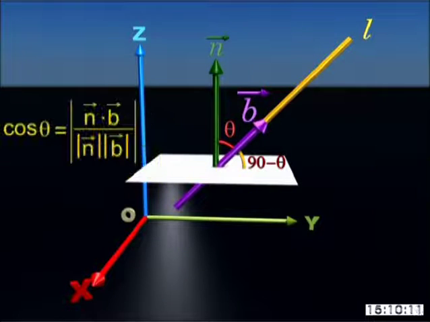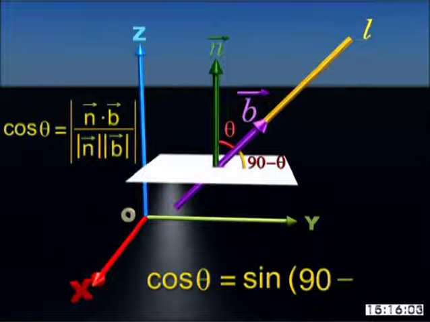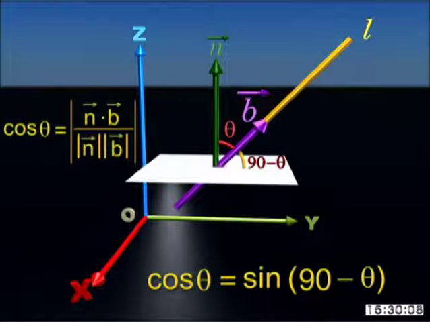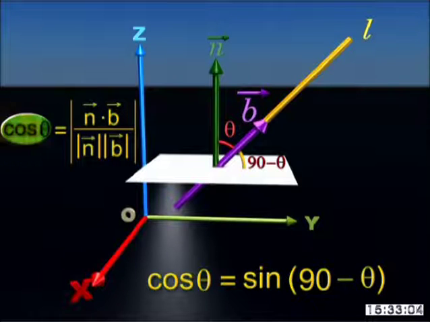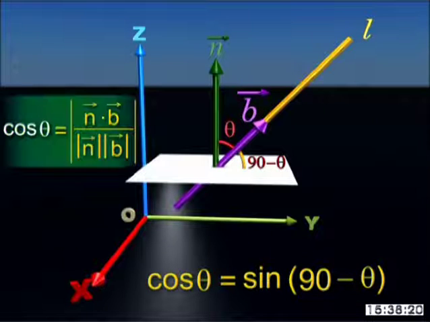As we know, cos theta can be represented as sin 90 degree minus theta. It also means that sin 90 degree minus theta is the angle between the line and the normal. Now replace cos theta by sin 90 degree minus theta. In the equation, cos theta is equal to modulus of vector n dot vector b upon magnitude of vector n into magnitude of vector b.